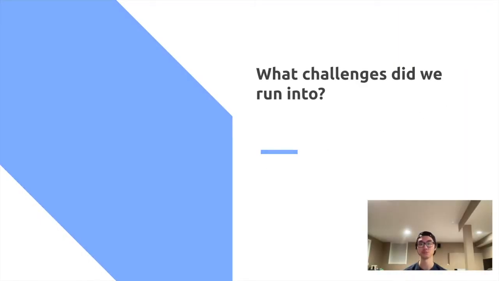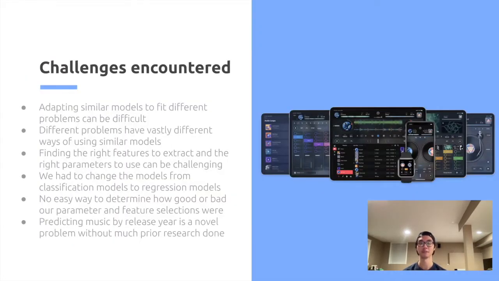Some of the challenges we ran into. So we figured out that adapting similar models for different problems can be very difficult. For example, we used a pre-existing library for music genre classification, and we tried to adapt that to music trending year prediction. And we found that was very difficult because the hyperparameter tuning and the feature extractions were all different. For example, for genre classification, tempo might be a good feature to extract, but for music trending year prediction, tempo is not a good feature because it isn't a very good indication of what year a song was released.